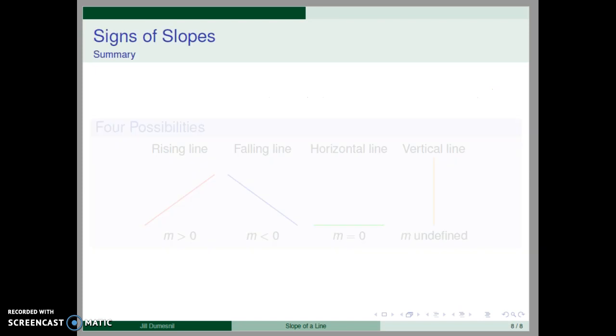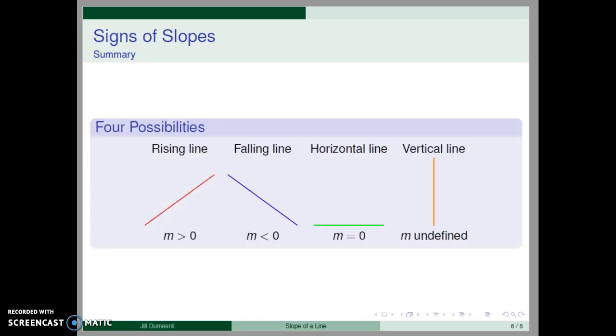Let's quickly summarize what we've discovered about the signs of slopes of lines. There are 4 possibilities. They are 1, a rising line with a positive slope, 2, a falling line with a negative slope, 3, a horizontal line with slope equals 0, or 4, a vertical line with undefined slope.